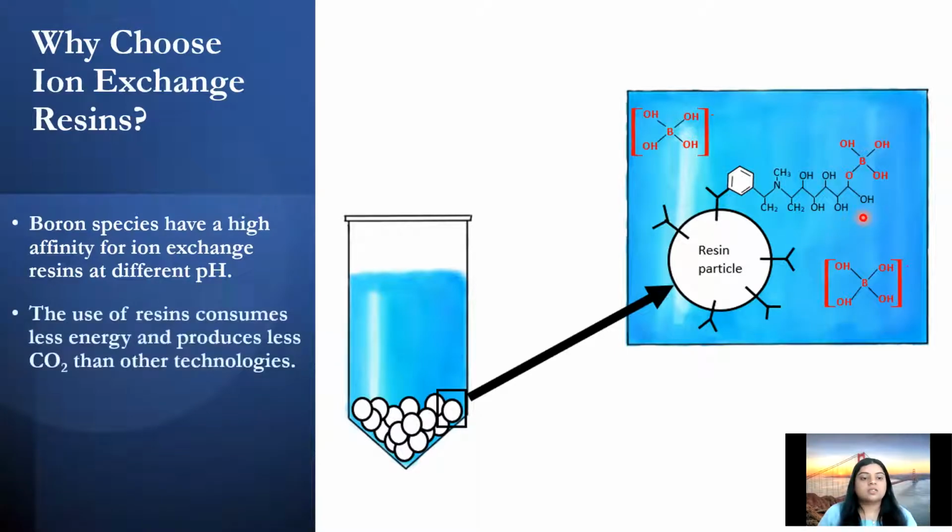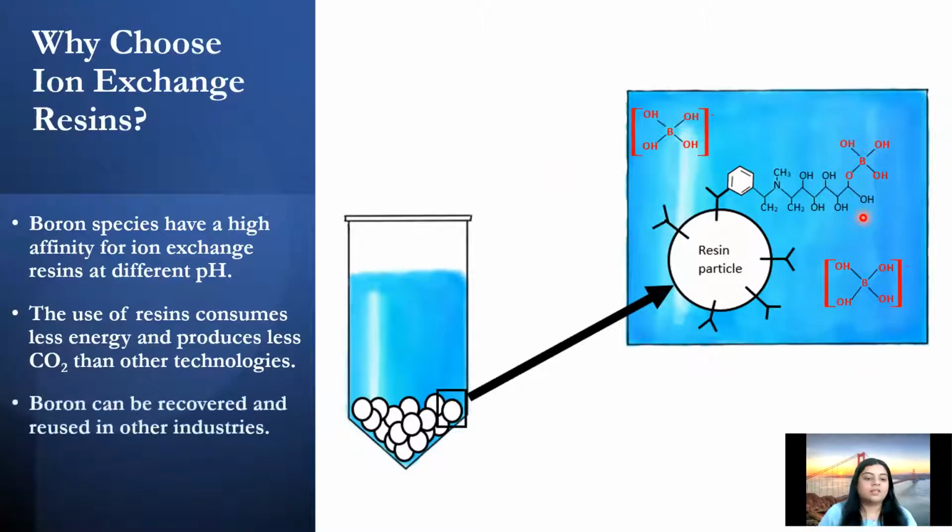The second is that the use of resins consumes less energy and produces less carbon dioxide than other technologies. This helps mitigate climate change. And third is that boron can be recovered and reused in other industries. This helps with cost effectiveness.